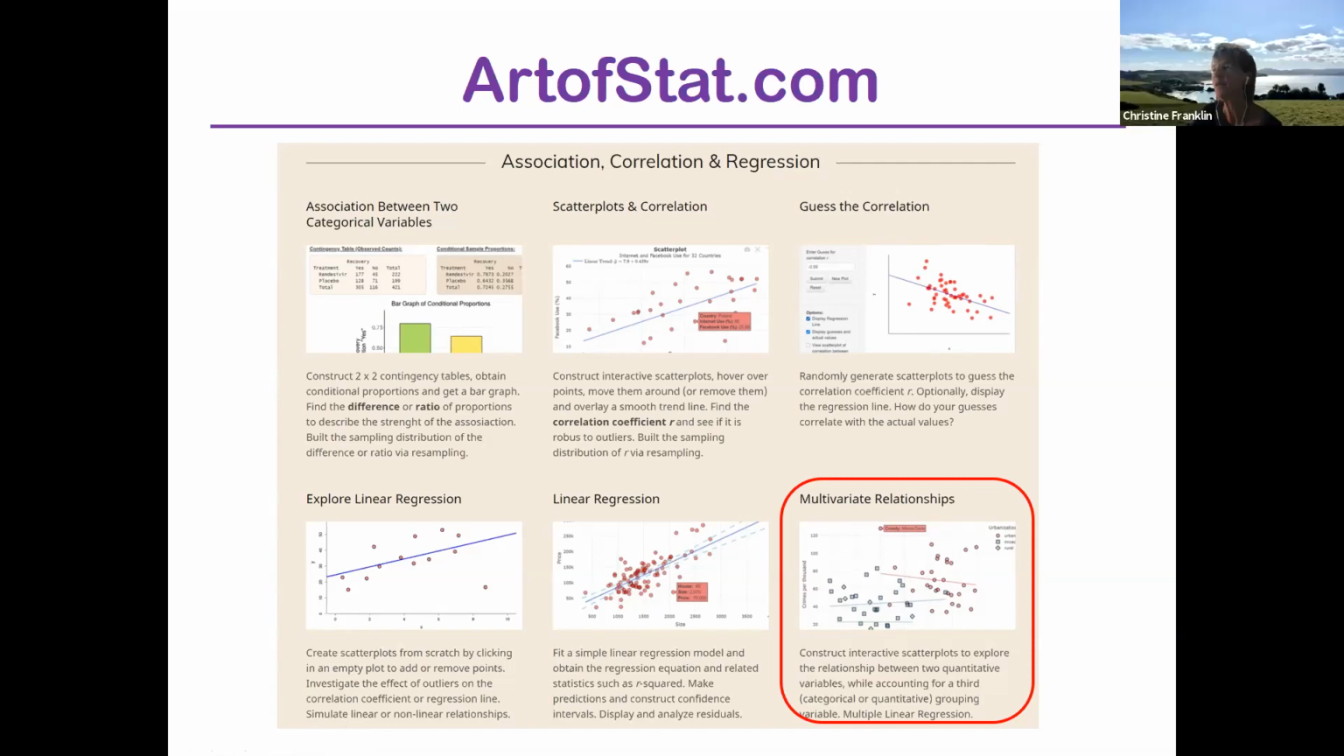Definitely, we're emphasizing it all the way down to middle school. Right. And I think you're probably not going to run multiple regression at that level, but at least you can look at scatter plots and maybe color dots different colors to explore multivariate relationships. And that app, for instance, is designed to do just that.